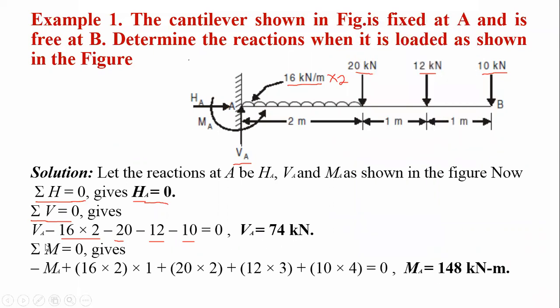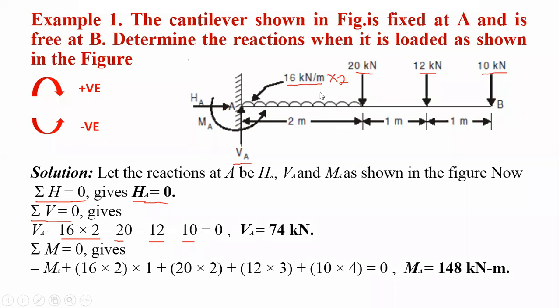Now the next is you have to find out the moment at A, that is MA. To find this, let us take the moment of all the forces about point A. Now here, what sign convention are we using for the moment? Let us consider clockwise moment as positive, anti-clockwise moment as negative. Now here this MA is anti-clockwise, that's why minus MA is taken over here.